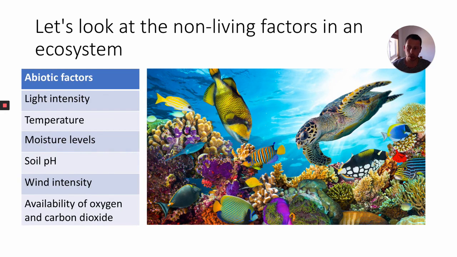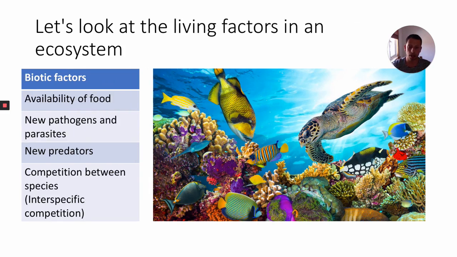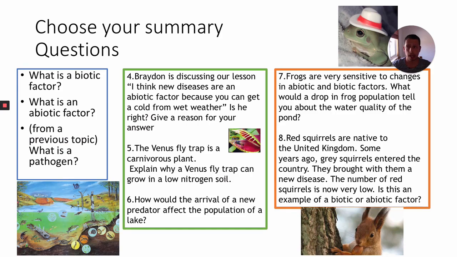So just as a quick summary, here's your abiotic factors. You need to fill the table in on your booklet page, looking at how these factors affect organisms. You can use the reef example if you want my verbal guidance, the biotic factors and how they affect it. And then what I'd like you to do is this summary task here.